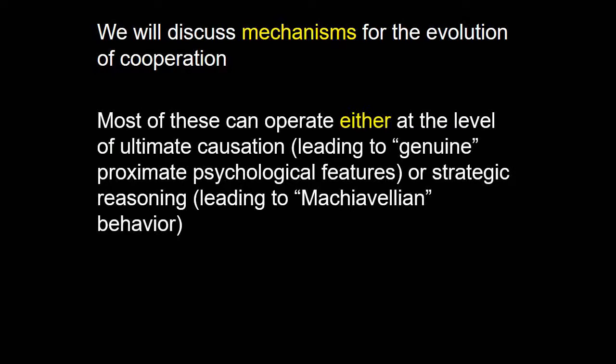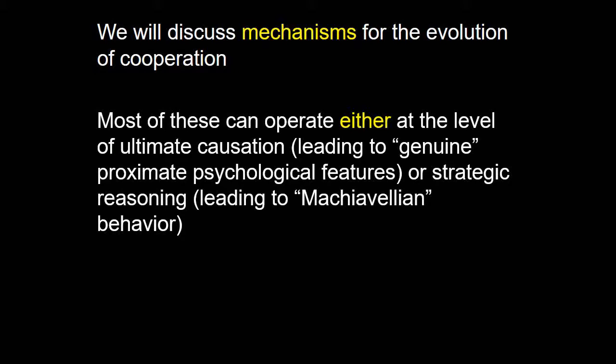And so for the rest of this class, we're going to discuss mechanisms for the evolution of cooperation. That is, different things that make cooperation advantageous, adaptive, long-run payoff maximizing, things like that. And most of the things that we are going to talk about can operate at either of these two different levels.